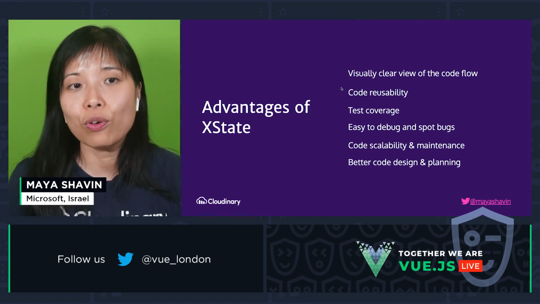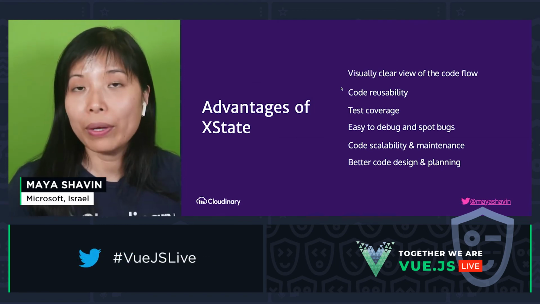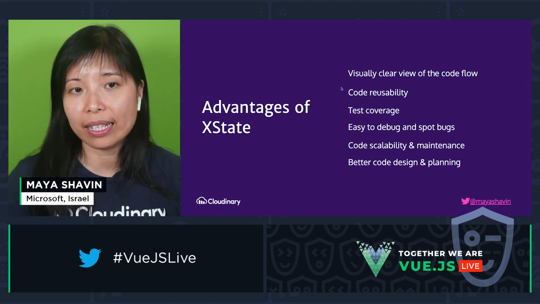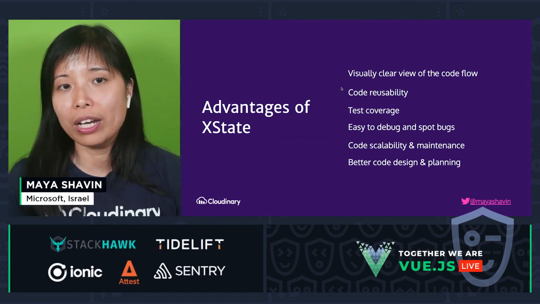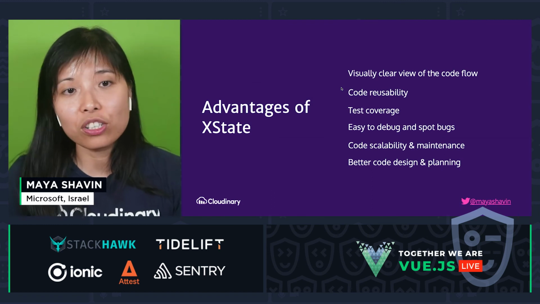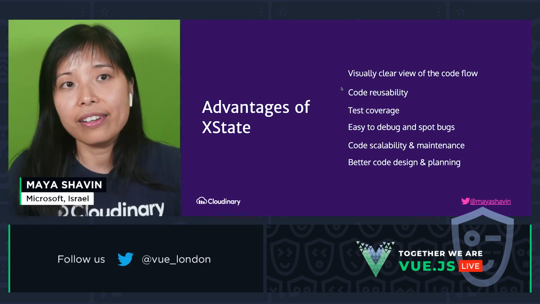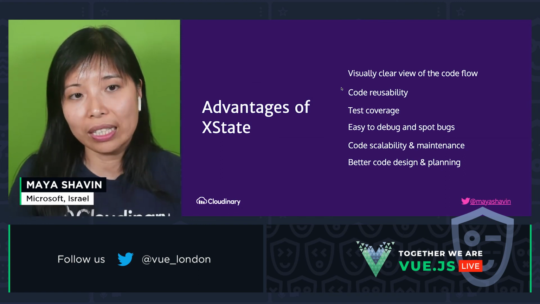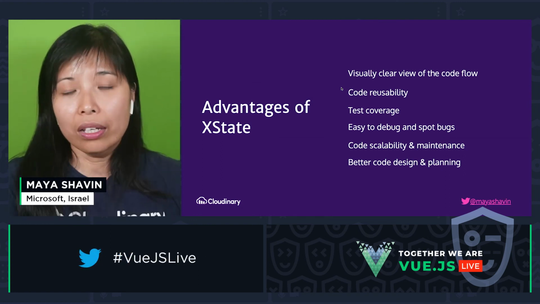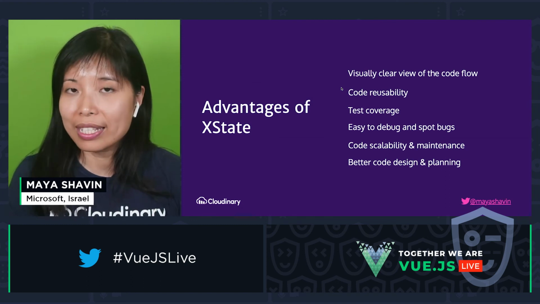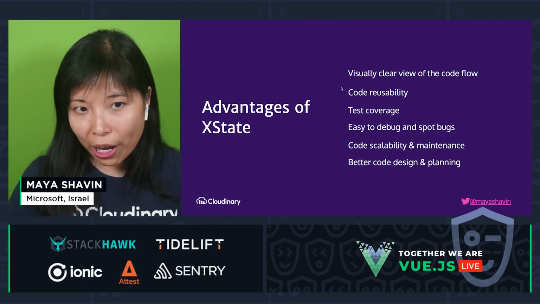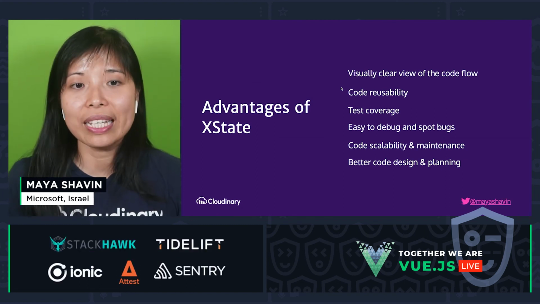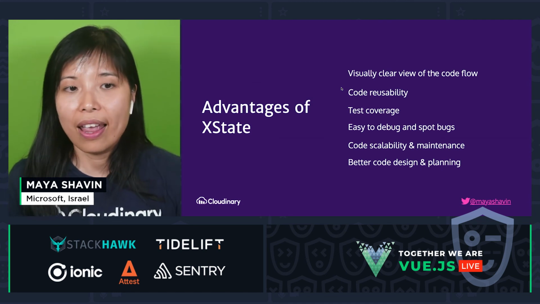So we can actually reuse the code and we can make sure that we have enough test coverage, because whenever we add another state, we just need to test that state and the connection between any other state that connects directly to this state. We don't need to test anything else. So we can make sure that our test is very precise. We don't break anything, and we can also easily spot bugs and debug.